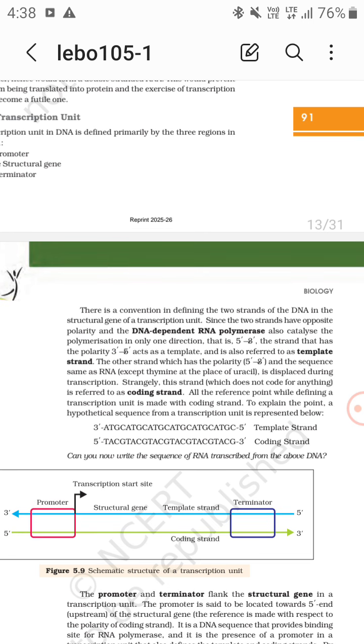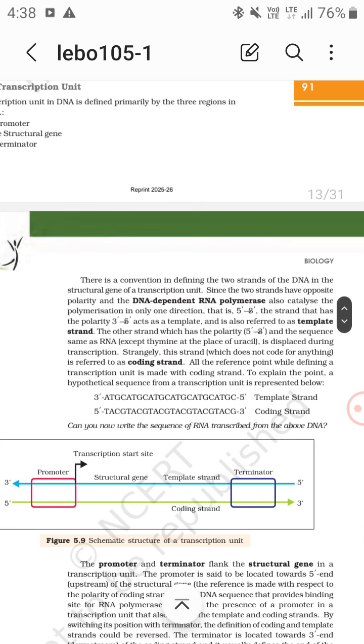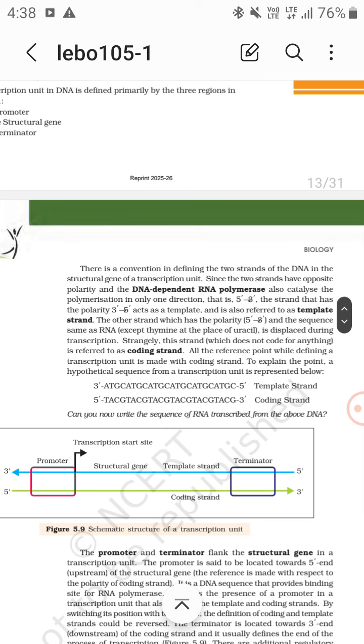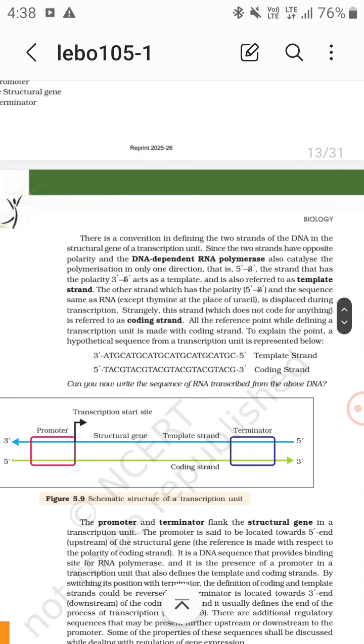Now the other strand, which has the polarity 5' to 3' and the sequence same as RNA except thymine at the place of uracil, is displaced during transcription. This strand is the coding strand, which does not code for anything, but all the reference points are taken from this strand.